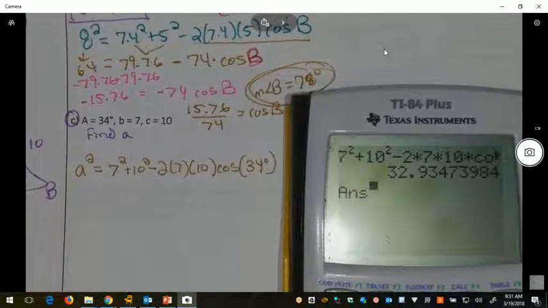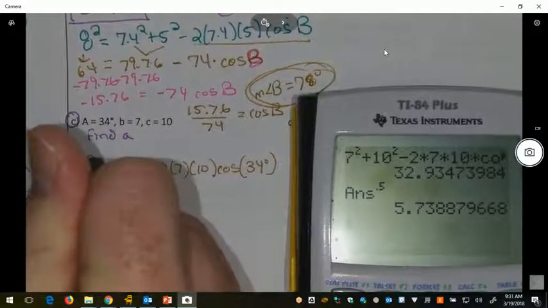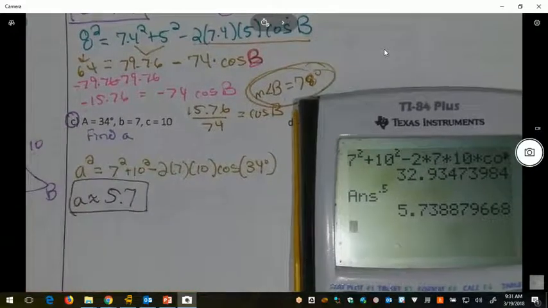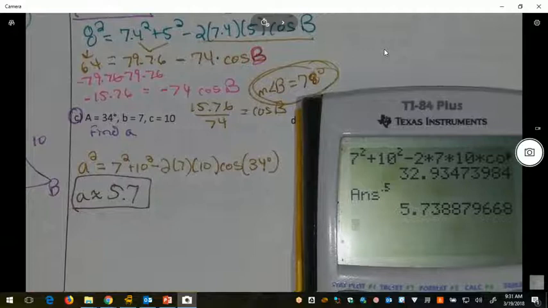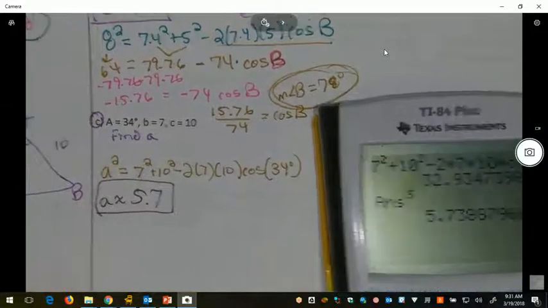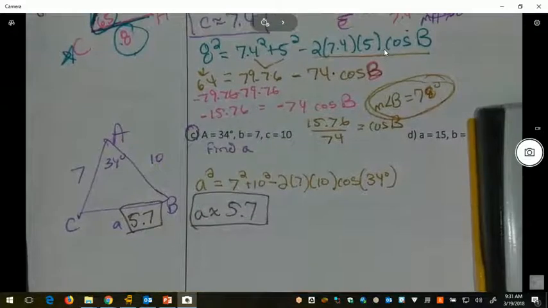But we have to do the square root to find the value of A. So A is roughly 5.7. Any questions on solving for A using law of cosines? So my picture, I'm going to do 5.7, and I'm going to get a little bit lazy here and find the next angle.